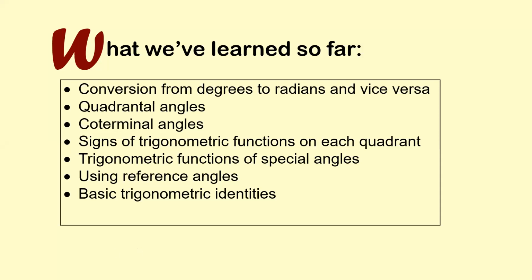Okay, hello. So this lesson for today assumes that you have learned the following. Okay, conversion from degrees to radians and vice versa, quadrantal angles, coterminal angles, signs of trigonometric functions on each quadrant, trigonometric functions of special angles, using reference angles, basic trigonometric identities. Okay, so kailangan alam na natin to. That's important thing. Okay, so yung prerequisite skills natin will come from the knowledge of these concepts.